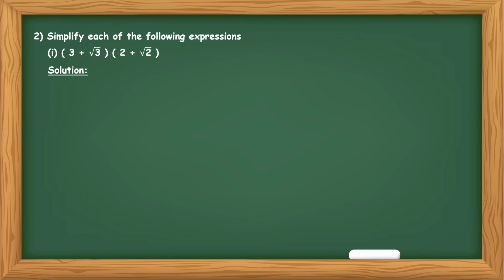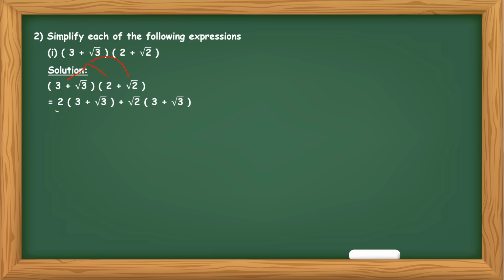The second question is, simplify each of the following expressions. 3 plus root 3 into 2 plus root 2. So you will have to multiply your 2 with this 3 plus root 3, and then again multiply this root 2 also with this 3 plus root 3. Okay, so when you do like that, again you can rewrite in the next step as 2 into 3 plus root 3 plus root 2 into 3 plus root 3.